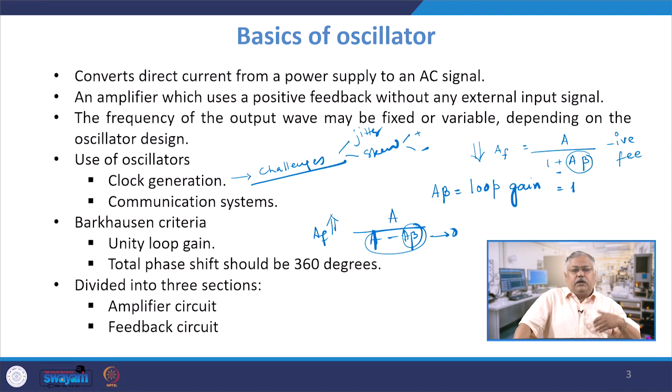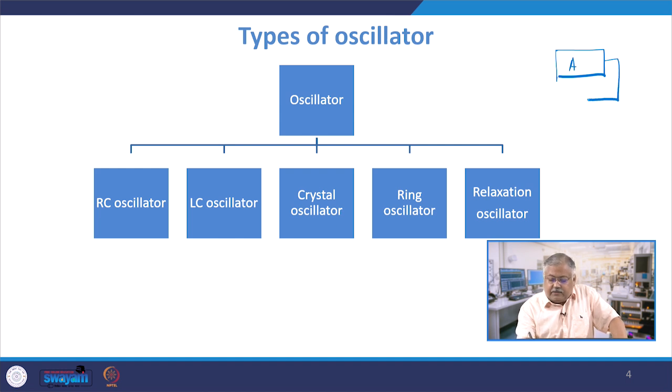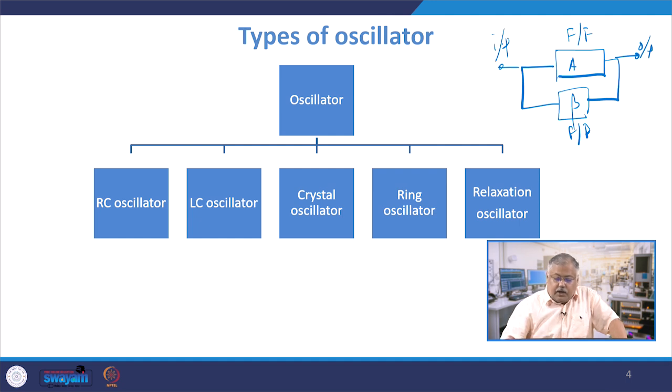Typically, oscillators are divided into sections: amplifier circuits and feedback circuits. So if you look at a typical block of an oscillator, you will see the amplifier as the feed forward path, and there is a feedback path. This is the feed forward path, and this is the feedback path. This is the output, and you have an input here.